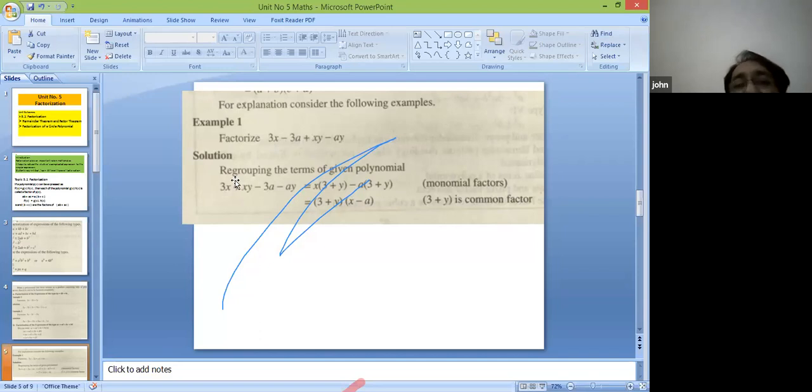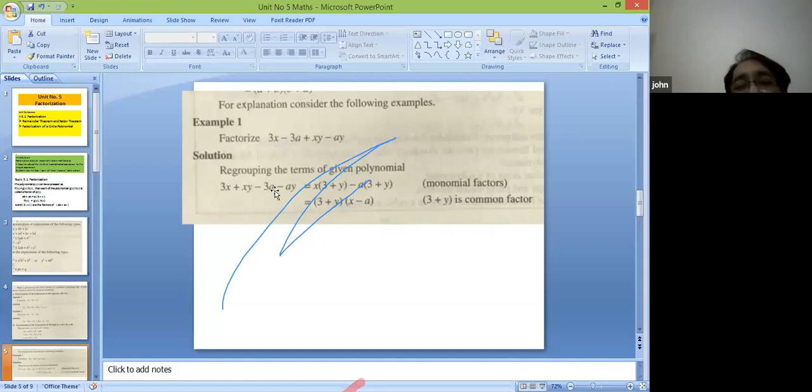What we will do here, we will regroup the terms. हम इन ग्रुप्स को रीग्रुपिंग कर देंगे, रीग्रुपिंग या रीअरेंजिंग. रीअरेंजिंग कैसे कर लिया हमने इनको? 3x माइनस 3a था, हमने इसको शिफ्ट करके 3x प्लस xy कर दिया. In this way we can take the common. अगर हम फर्स्ट टू टर्म ले लेते तो हमारे पास कॉमन कुछ नहीं था. There was nothing common in those first two terms. Now we can take the common here.